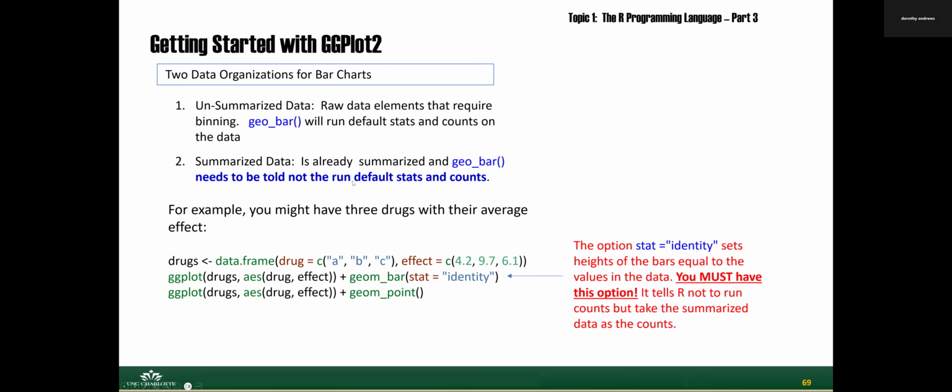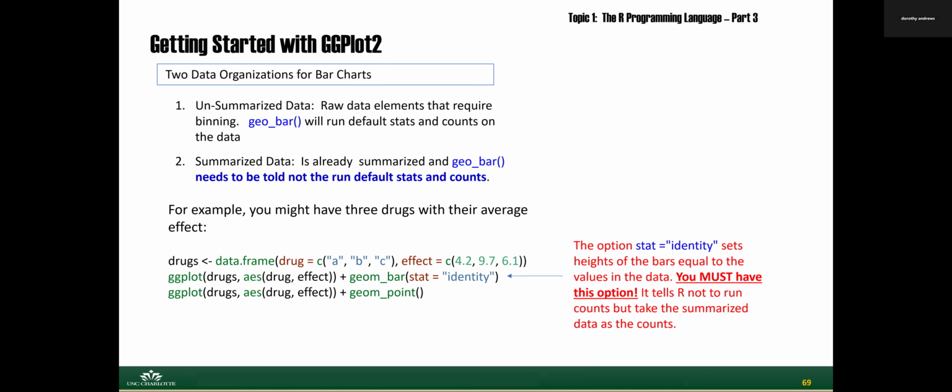So we can do things like summarize. We can look at unsummarized data, and we did this as well when we used the table function. And we can also summarize the data and create graphs out of that as well. So in this first case, here's our data. We have a data frame with 3 different drugs, and here's the effect. We don't have the raw data that makes up each one of these effects, but we just have the aggregated. This is probably the average effect.